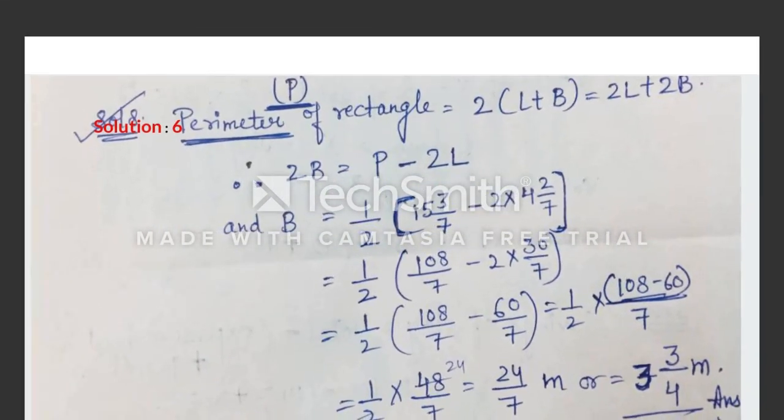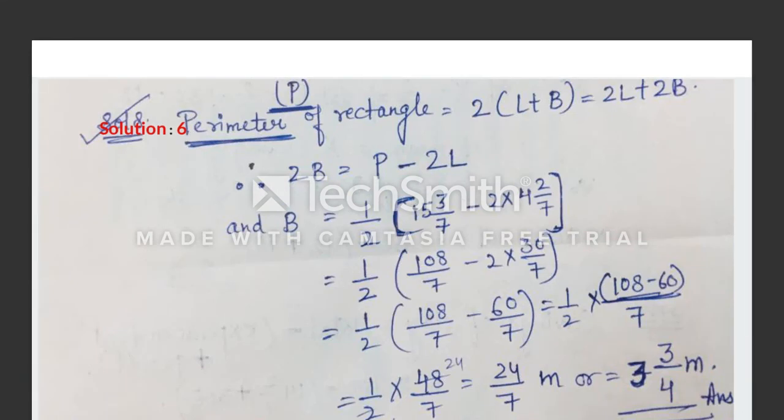Question number 6. Again, this one I have solved it for you. See question number 6, what it is. I'll read it out for you. The 6th question is, perimeter of a rectangle is 15 3 by 7. Perimeter of a rectangle is given to you. It is 15 3 by 7. Length of it is 4 2 by 7. So length is also given. Length is given. Perimeter is given.